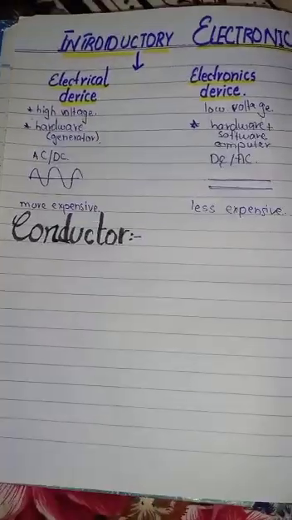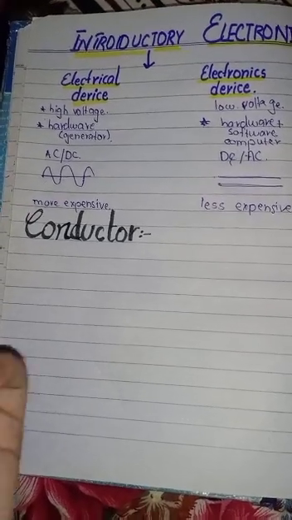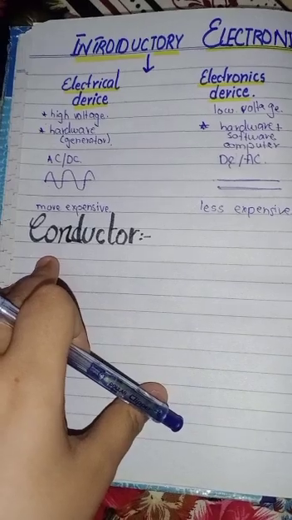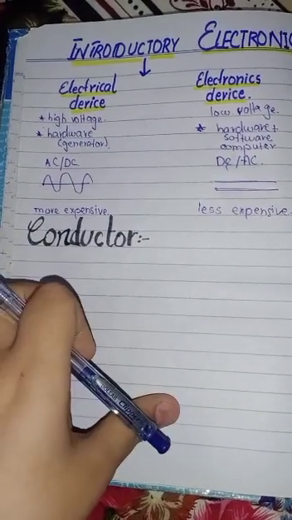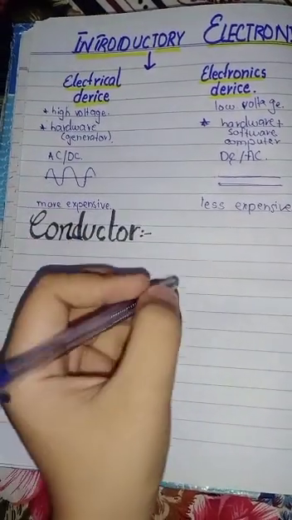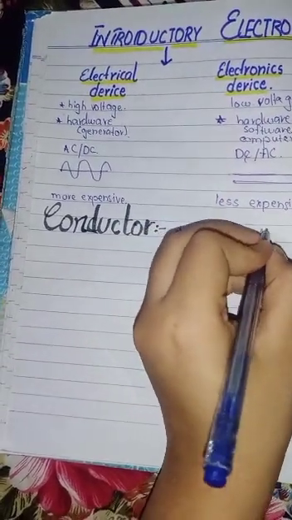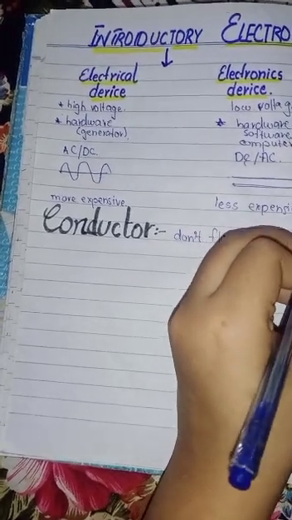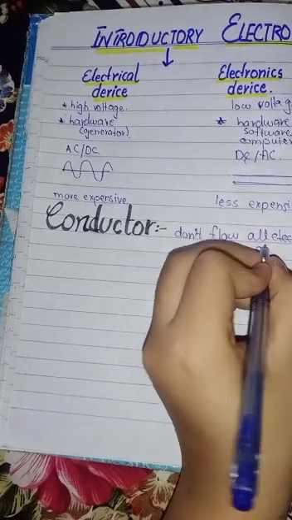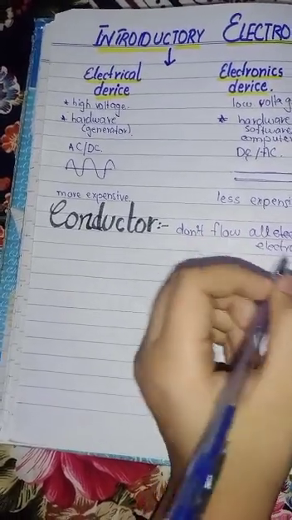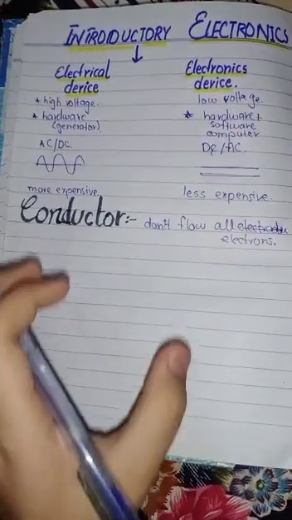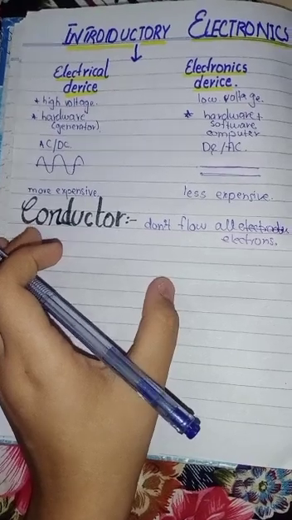So now let's discuss some terms, that are conductors, superconductors, insulators, semiconductors. So let me write here. Okay, so first we have the conductor. As we discussed in previous classes, a conductor is one in which current flows, but does not flow with all electrons. There the electricity passes through the conductor but not with all the electrons.